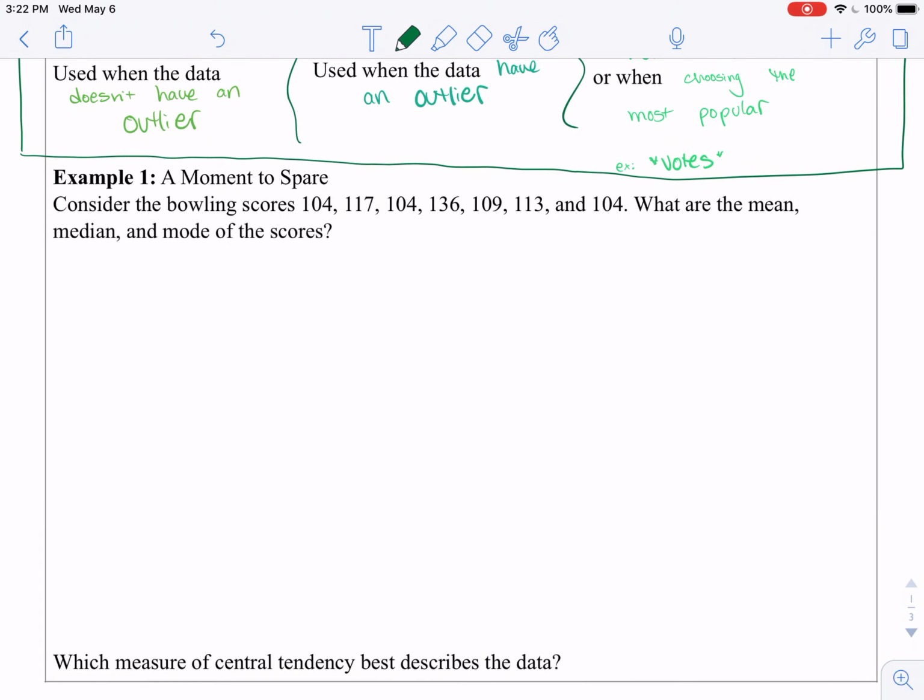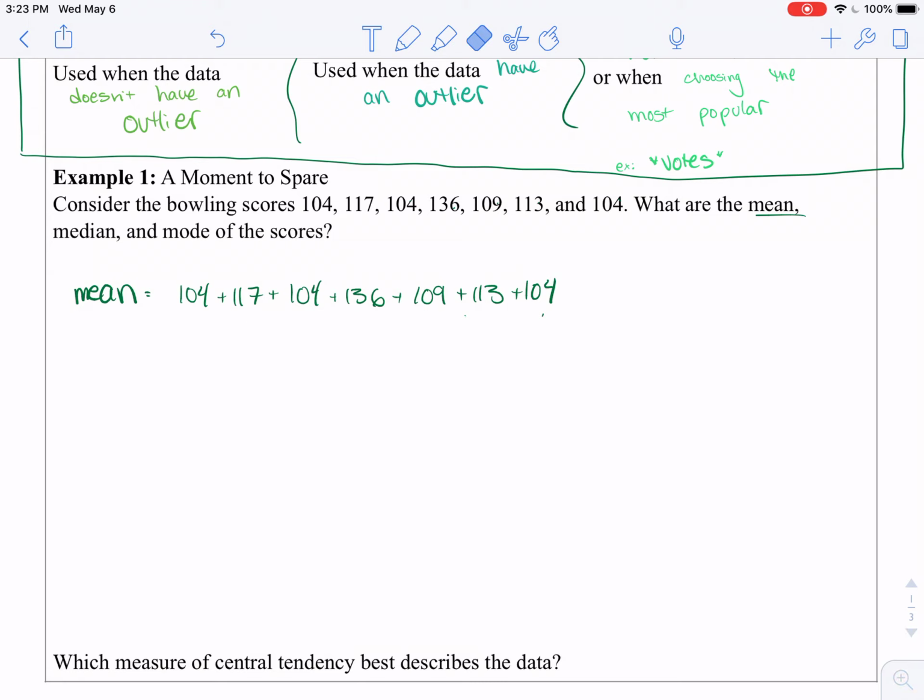So we have the bowling scores of these. What are the mean, median, and mode of the scores? Well, to find the mean, remember we add them up and divide by how many you have. So we're going to add them all up: 104 plus 117 plus 104 plus 136 plus 109 plus 113 plus 104. Great. Did we get them all? 1, 2, 3, 4, 5, 6, 7. Yes, we got them all.